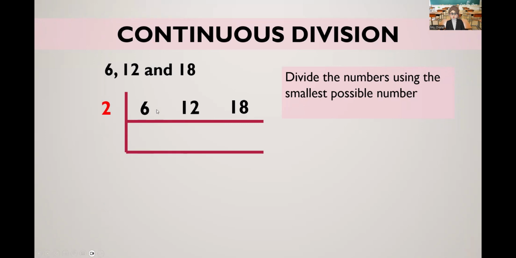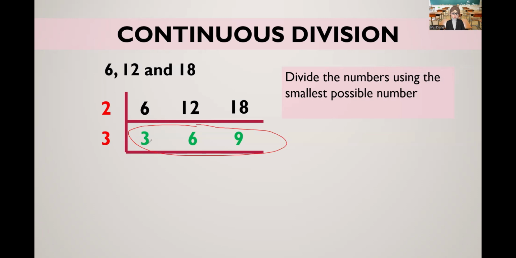So 2. 6 divided by 2, just put your answer below, which is 3. 12 divided by 2, and that is 6. 18 divided by 2, and that is 9. So 3, 6, 9, you can still divide them to a prime number. Do not stop until you get the numbers below all prime numbers.